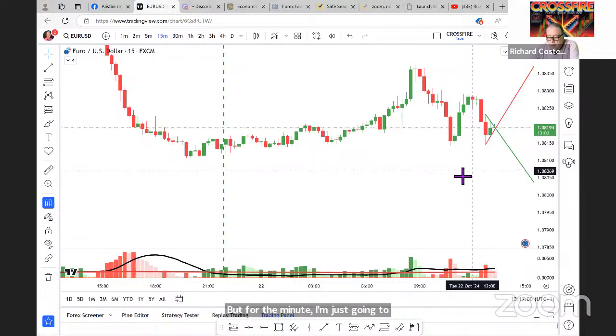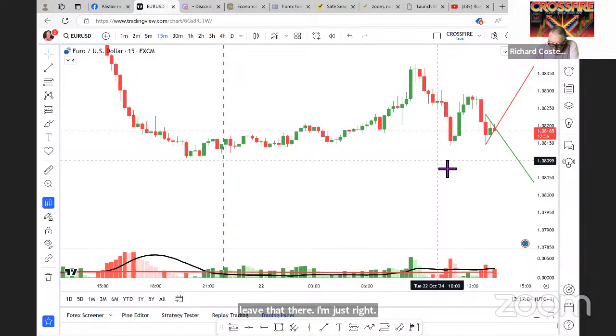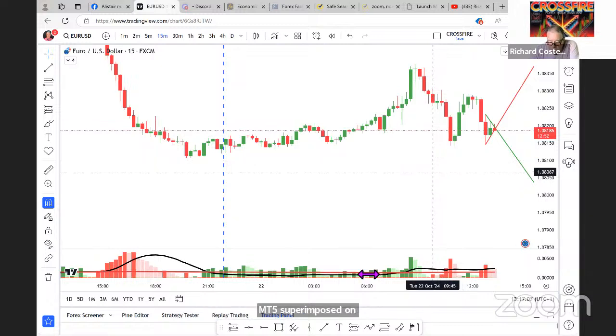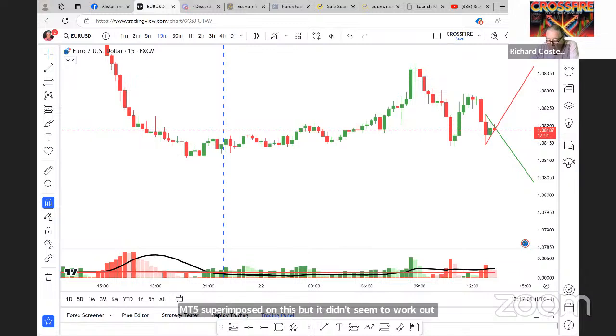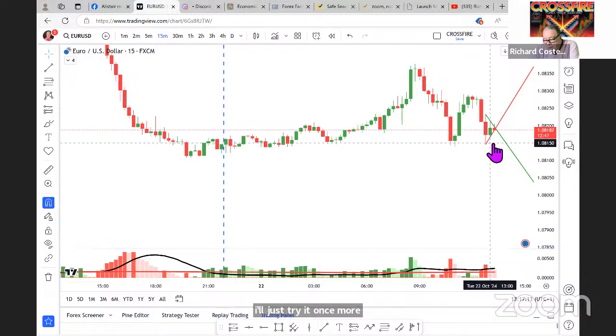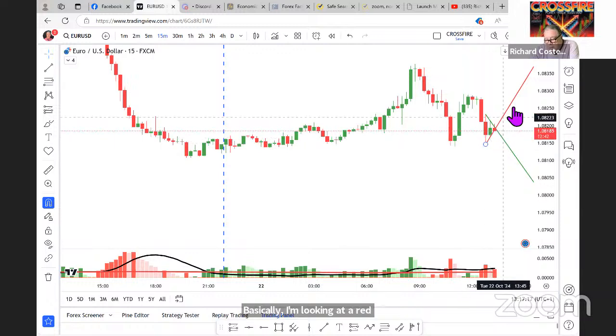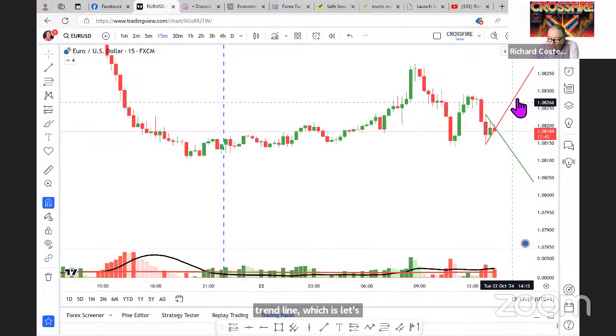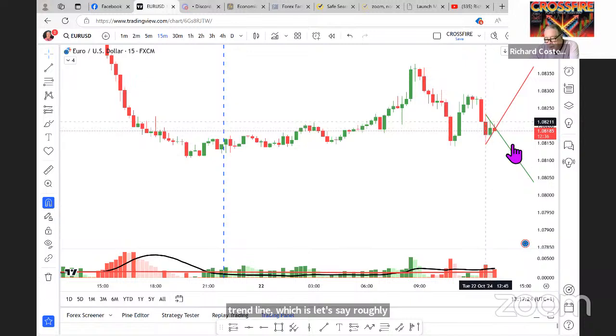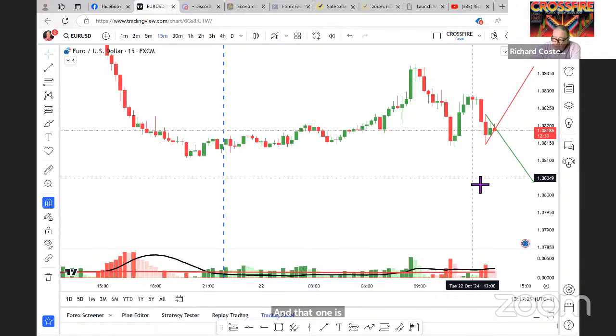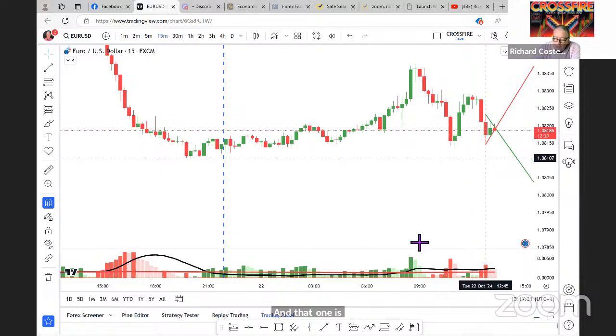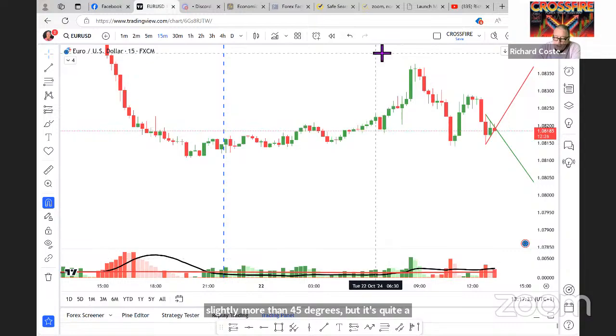Just for visual purposes, I tried putting my MT5 superimposed on this, but it didn't seem to work. I'll just try it once more. No, it won't. So basically, I'm looking at a red trend line, which is roughly slightly more than 45 degrees, and that one is slightly more than 45 degrees. So it's quite a steep angle.